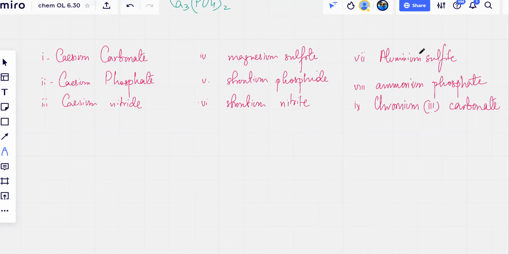Sir, I sent you the pictures. ठीक है, 1 second. Strontium phosphide is fine. ठीक है, they all look all good, I think. I just wanted to make sure that you could differentiate between an ide and an ate.